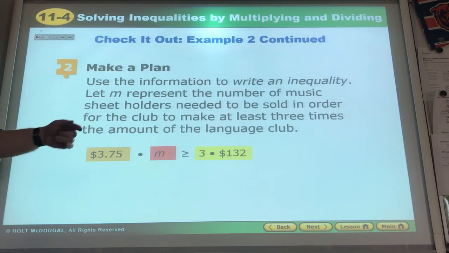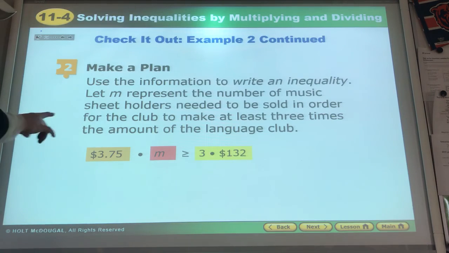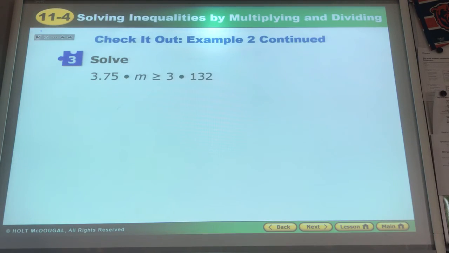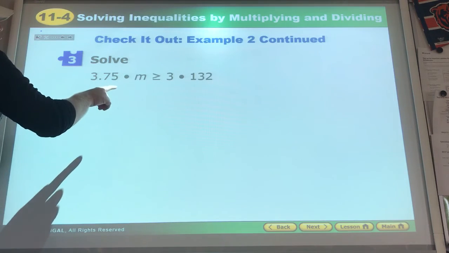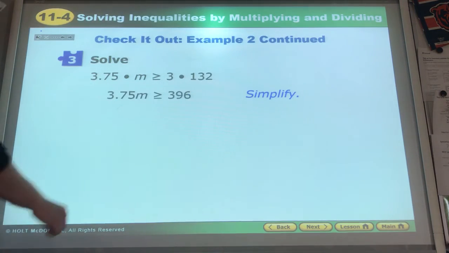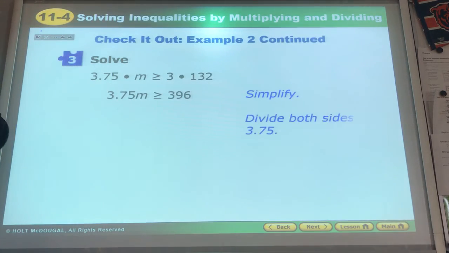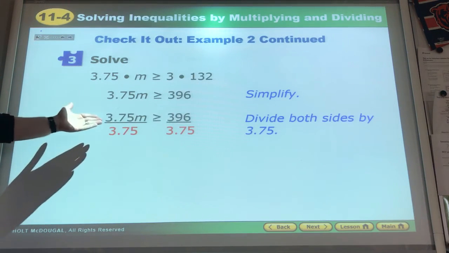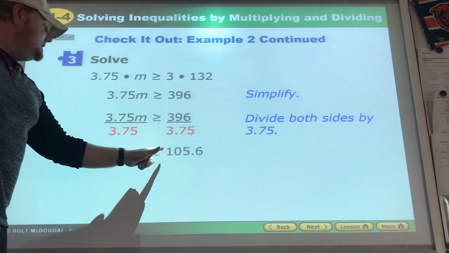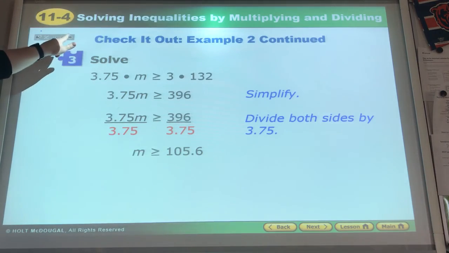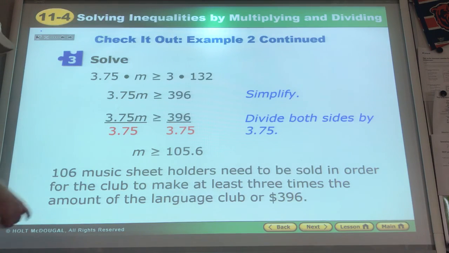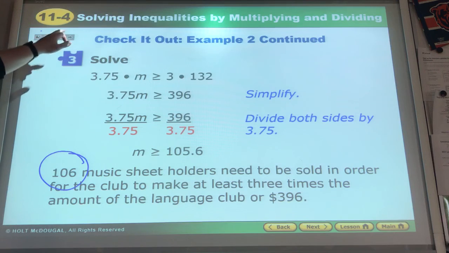All right. So we're going to do this equation then. When we fill in, $3.75 times M is greater than or equal to 3 times 132. Simplify. So they did the multiplication, and now we simply have to divide by the 3.75, so M is by itself. When we do that, we find that we need to sell 105.6 music holders. I can't sell part of one, so to make $396, I need to sell 106 music holders.